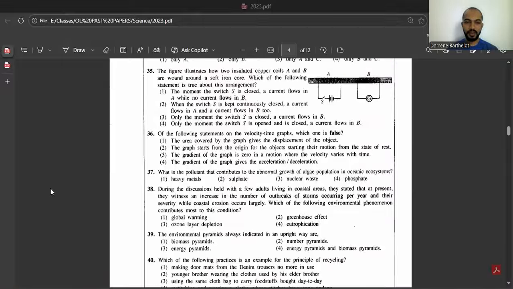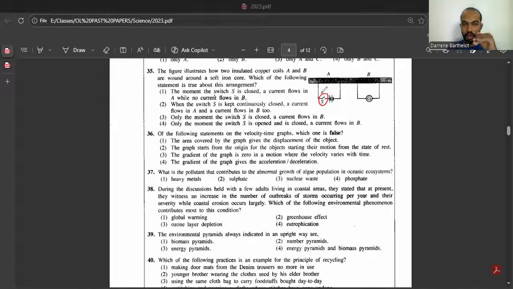Question number 35. The figure illustrates how two insulated copper coils A and B are wound around a soft iron core. Which of the following statements is true about this arrangement? First answer. The moment the switch S is closed, a current flows in A while no current flows in B. So the moment that you switch on, there will be a current flowing through this circuit, which means there will be a current through A. That's correct. But no current flow in B, that's wrong.